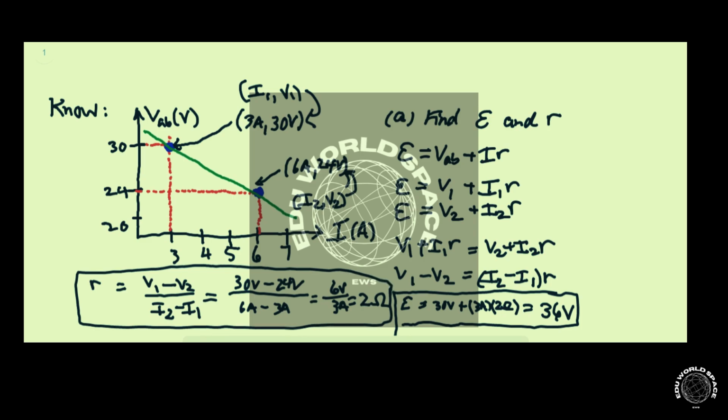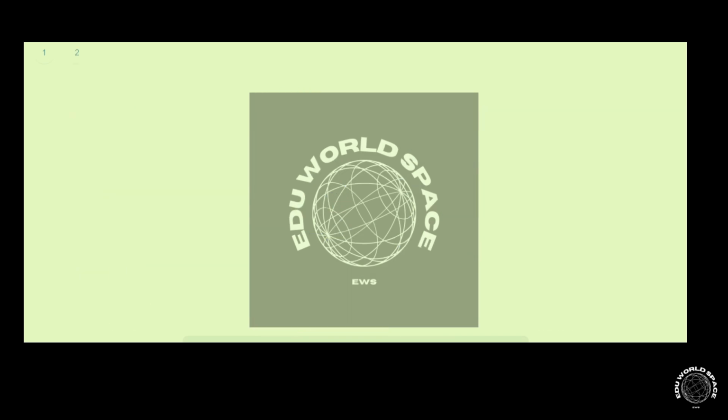And now there's a second part of the problem. So let's go to the next page. Part B of the problem. And in part B of the problem, they're asking for what value of R is VAB equal to 80% of the battery's EMF. So we just found the EMF in part A, and that was 36 volts.